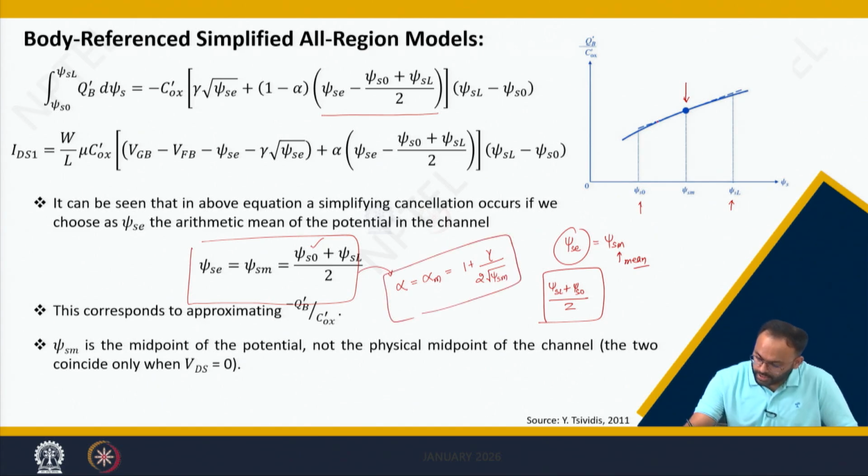And if we say that we are linearizing around this point, then the slope can give us a better accuracy, which is capturing this actual curve.